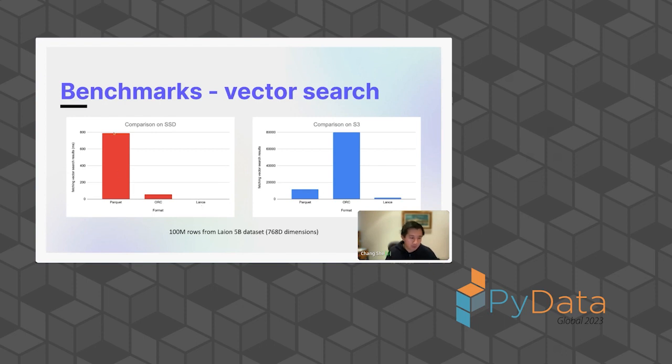So something that if you compare to Parquet, if you're familiar with that, right? Lance is basically single digit milliseconds here to just fetch the vector search results, whereas Parquet takes close to a second. The situation is reversed between Parquet and ORC on S3, but Lance remains very, very performant.